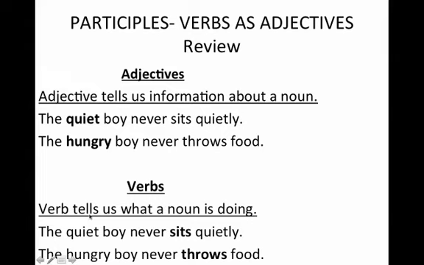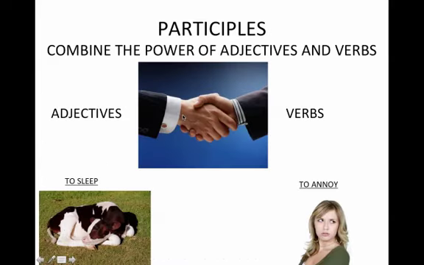And then verbs just tell us what a noun is doing, the action that it's doing. So here, the quiet boy never sits, the hungry boy never throws, etc. Participles combine the power of adjectives and the power of verbs. So, for example, you have sleep and you have a cow. You want to express the fact that this particular cow is not any cow, it is a sleeping cow. That's one type of participle, sleeping. And then in this case, this girl, you want to express the fact that she is annoyed, so she is an annoyed girl.